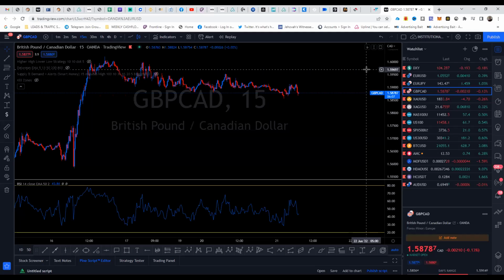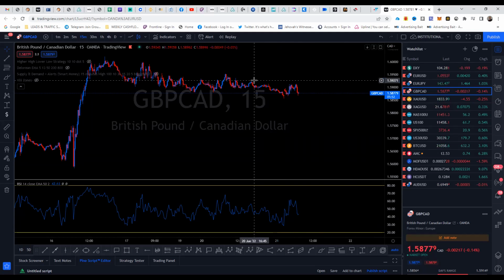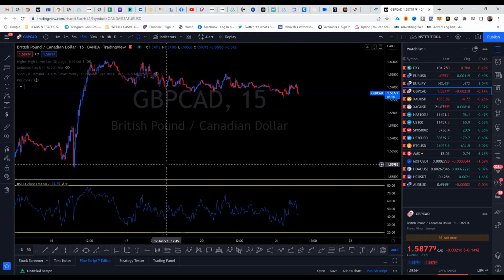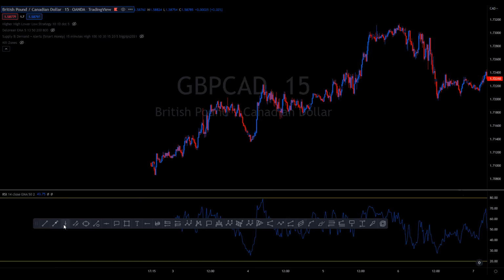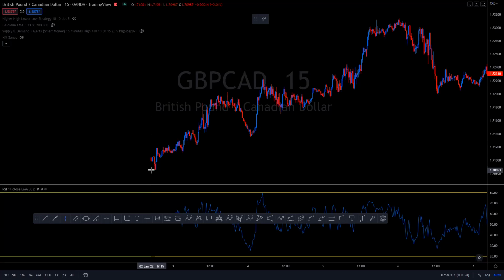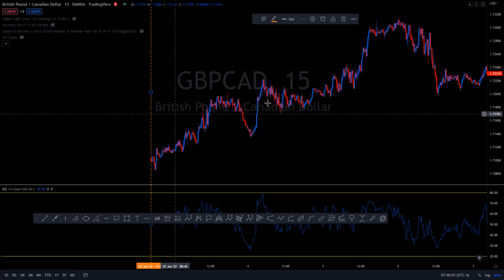So what I'm going to mark up today is the GBPCAD pair. Very first thing we're going to do is mark up from the 15-minute time frame to the 4-hour time frame. So what I'm going to do is go all the way back in price as far as I can, so that way I can see what price did in the past, so that way I'll know what it more likely will do in the future. So give me a second here. All right, so this is as far back as price goes. So we're going to put a vertical line.